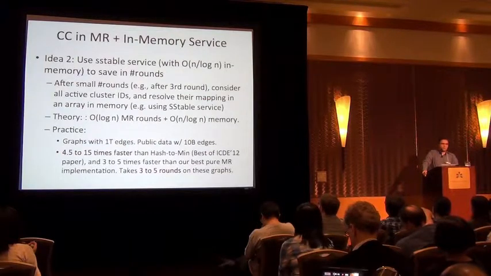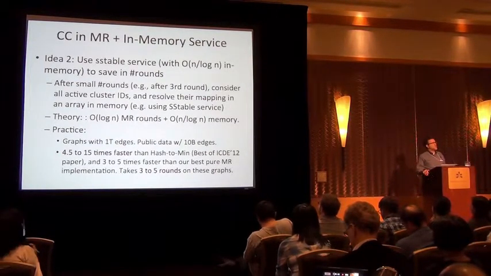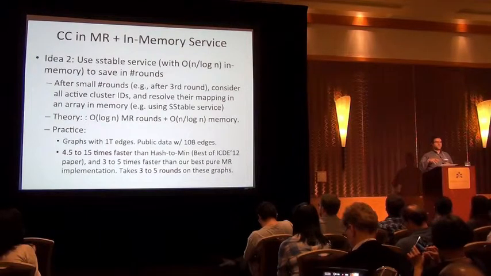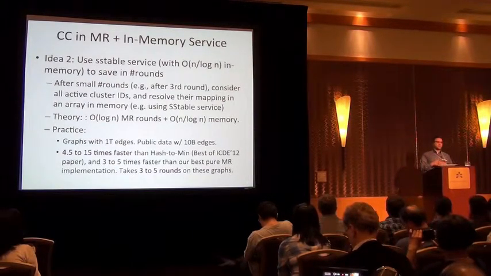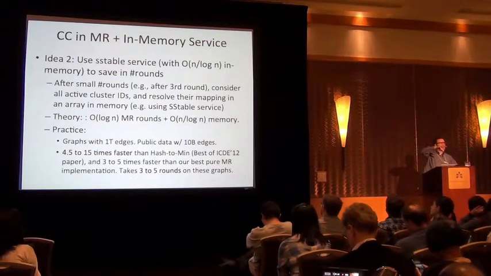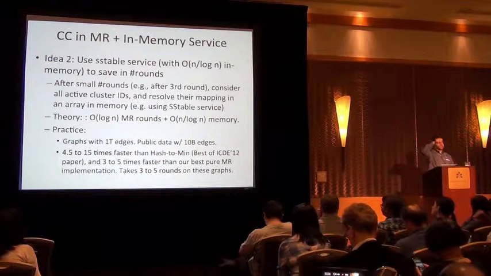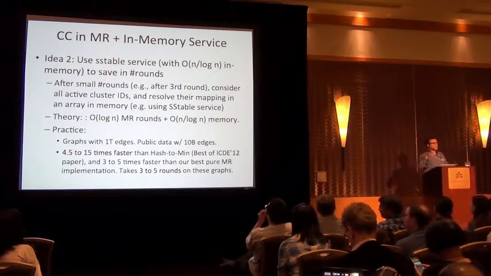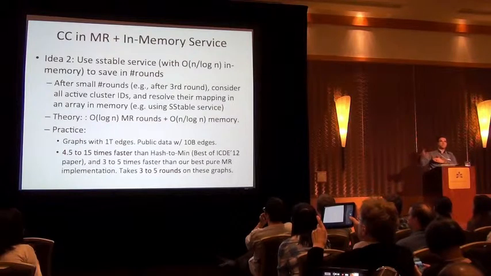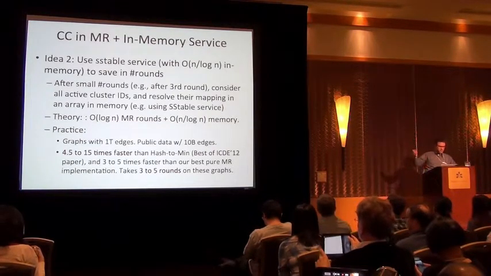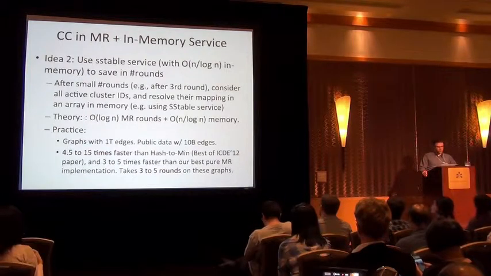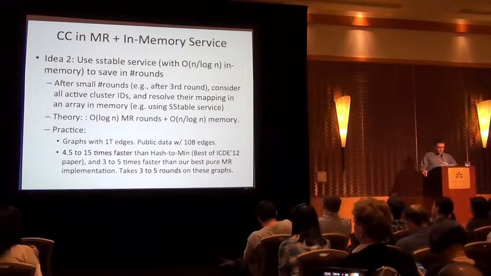Now the next idea was to improve this number of rounds by using an in-memory service. There is an SSTable service that we can use to load part of the data. After some number of rounds, we see that the number of active IDs in the connected component decreases drastically, so we can fit it in memory. If we do that, we can save many rounds of MapReduce by doing in-memory operations, and we can do connected component computation for all of these graphs in 3 to 5 rounds, and 4 to 15 times faster than the hash to min type algorithm that we had. So that's the second idea.